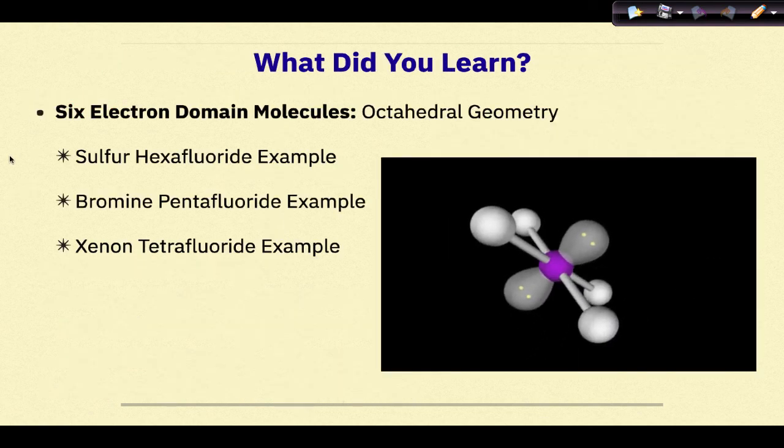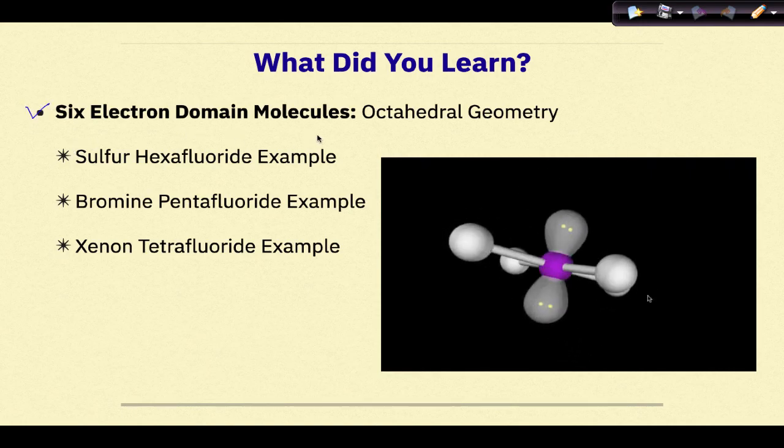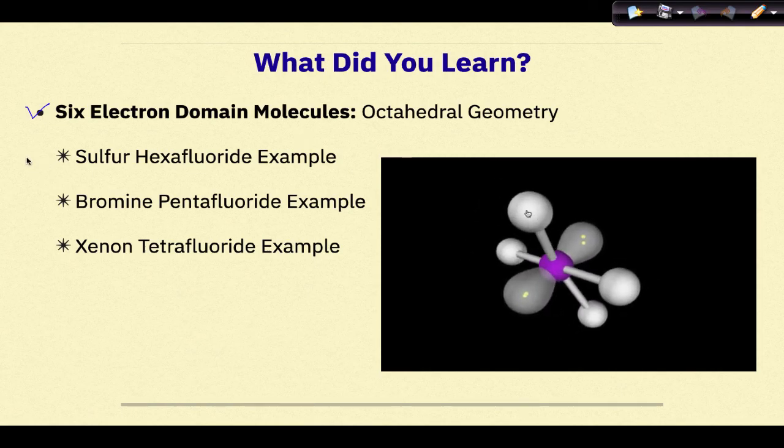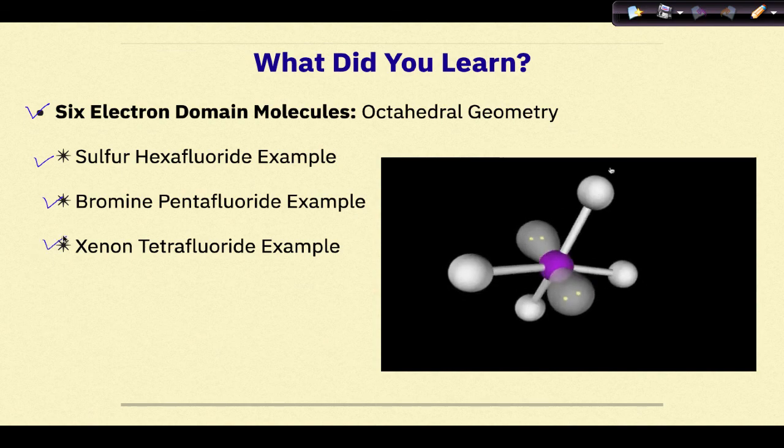So what did you learn in this tutorial? We talked about 6 electron domain molecules, the octahedral geometry, specifically examples of sulfur hexafluoride, bromine pentafluoride, and xenon tetrafluoride.